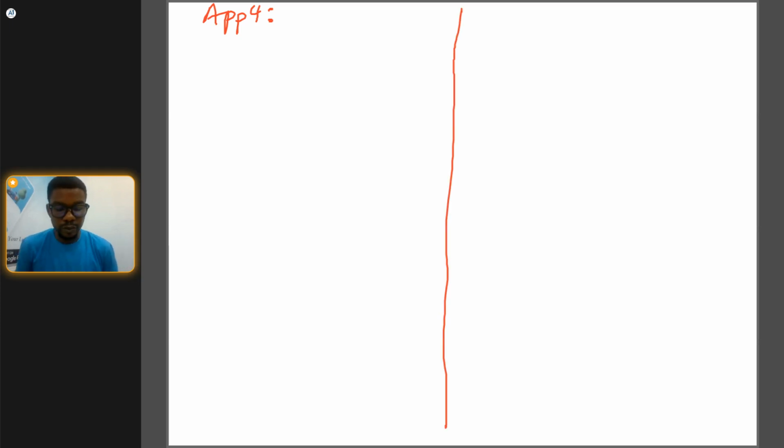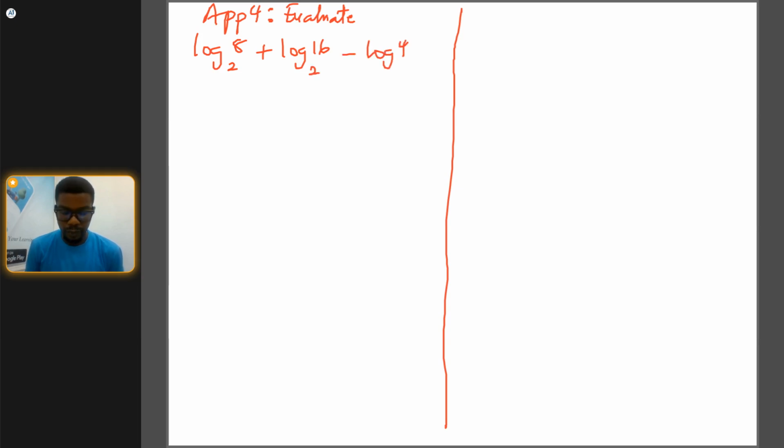Okay, let's consider another question. Evaluate log 8 base 2 plus log 16 base 2 minus log 4 base 2. This is a UTME 2014 question. So we are asked to evaluate this question.